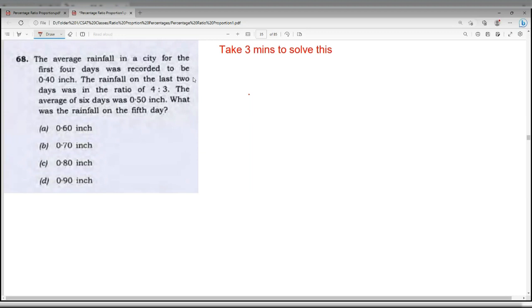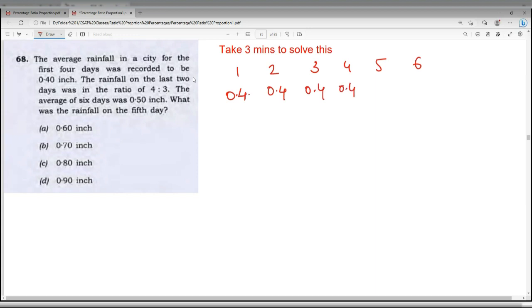So we have here a total of 6 days, 1, 2, 3, 4, 5, 6. And they are saying the average of the first 4 days was 0.4 inch. So since the average is 0.4, we can take it as 0.4 for each of these days.